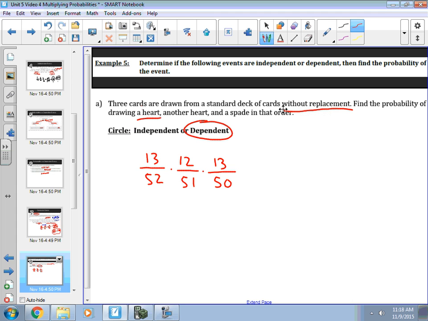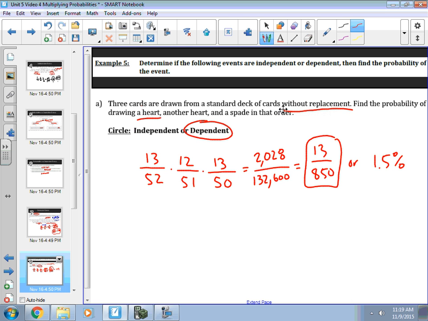So if you multiply these together now, you should get the probability. If you multiply everything on top, you get that. If you multiply everything on the bottom, it's the same total as the last problem. Simplified, that's the same as 13 out of 850, or as a percentage, about a 1.5% chance. Not very likely that that happens.